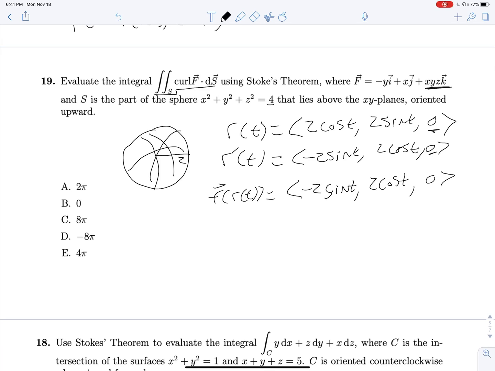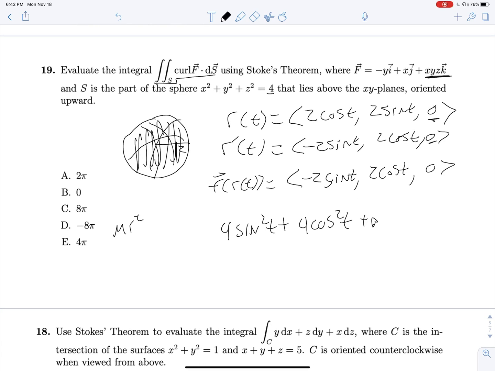and then our z component is going to be 0. So now r prime of t dotted with f of r of t is going to give us 4 sine squared t plus 4 cosine squared t. So we know that this simplifies down to 4, and we know that the integral that we're taking, this is a line integral, and we need to go all the way around this, so it's going to be from 0 to 2 pi dt, which evaluates to 8 pi.